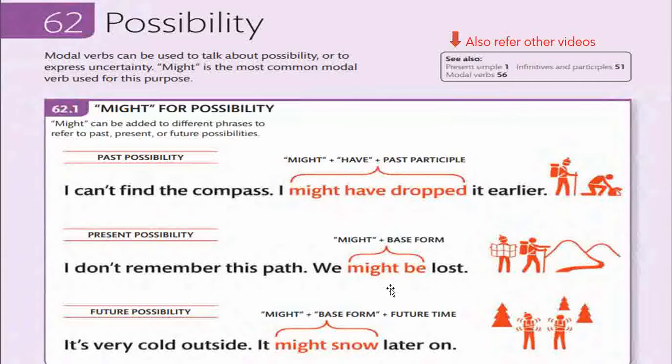If you say we are lost, then it is not a possibility. You're saying something with surety. We are talking about the construction with might, so we use might be lost.